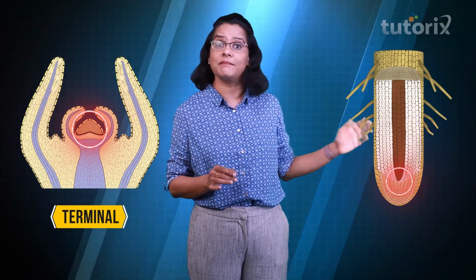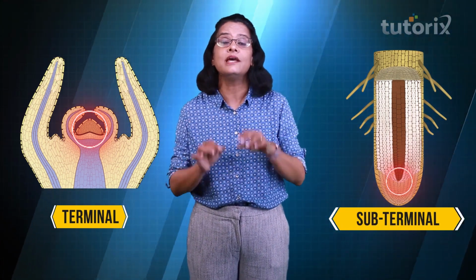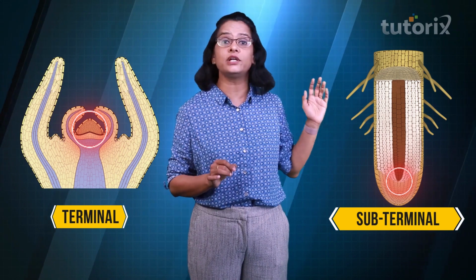It is the time to wrap up this session, but this time not by the summary, but by the differences between the shoot apex or shoot apical meristem and root apex or root apical meristem. The very first difference between both of them is that the shoot apical meristem is terminal. Yes, it is found at the terminal region of a shoot tip, whereas the root apical meristem is subterminal because of the presence of the root cap.